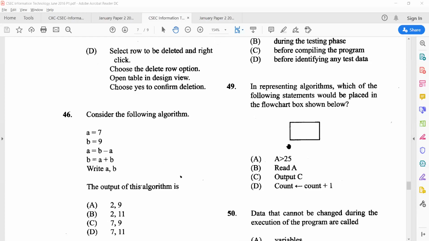A greater than 25, that's a comparison, a conditional statement. Read A, that's input. Output C, that's an output statement. Count is assigned count plus 1. That is your processing statement. So the answer for 49 is D.